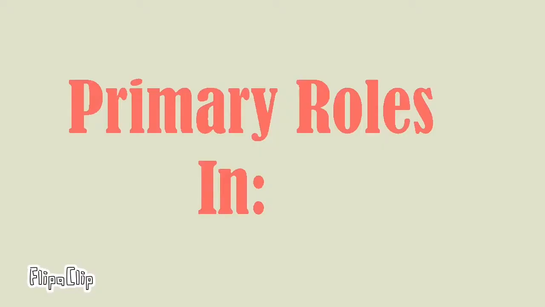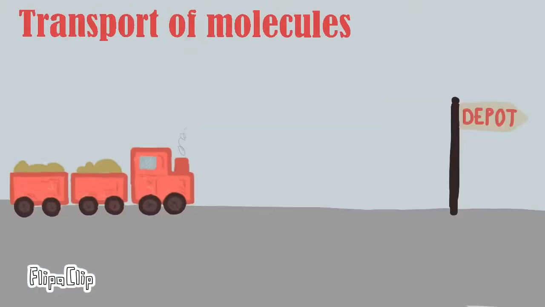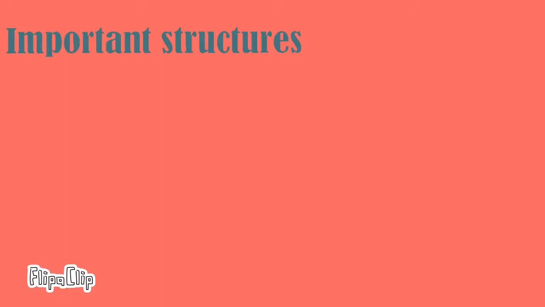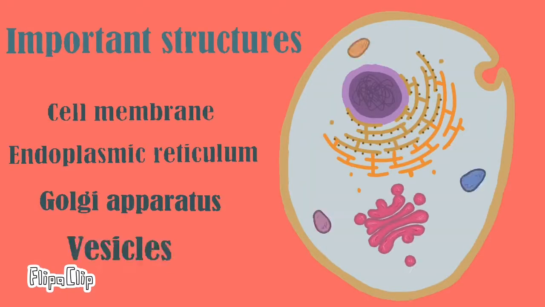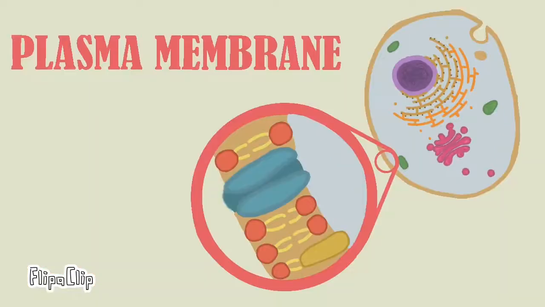It plays a substantial role in protein synthesis and transportation of molecules. Structures of particular importance include the plasma membrane, the endoplasmic reticulum, the Golgi apparatus, and vesicles. Join me as we discover the structure and function of some of these components. First, let's start with the plasma membrane.